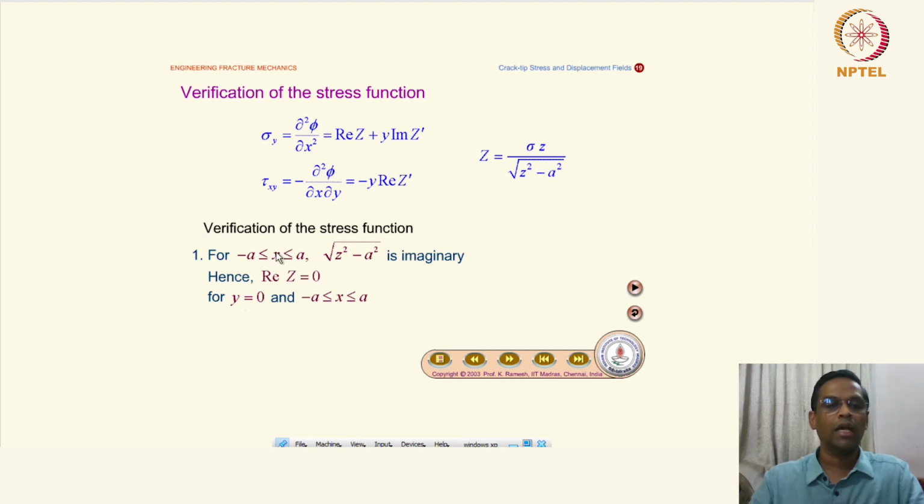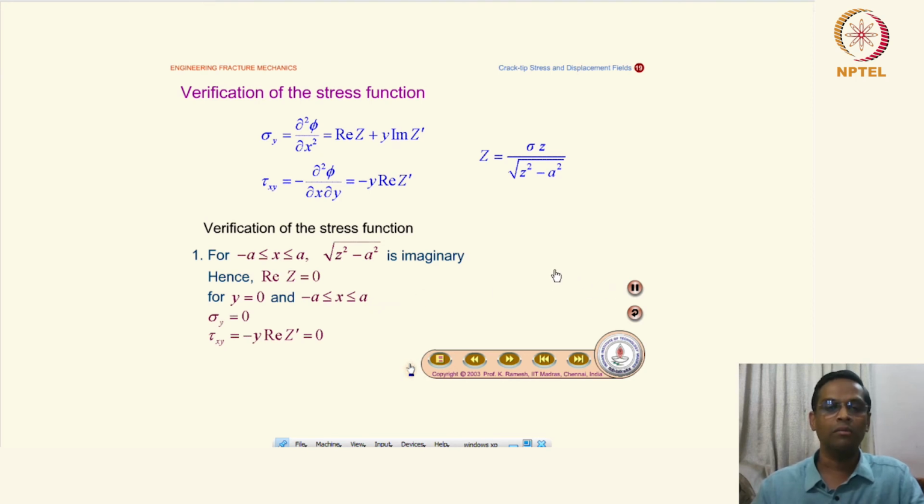We know that for x between minus a and plus a, this term becomes imaginary. That means the real part of Z becomes 0, for y equal to 0 and x in the interval of minus a and plus a. So this is the first boundary condition. Then sigma y becomes 0 and tau xy, which is equal to minus y times the real part of Z prime, is also equal to 0. So this is the first boundary condition.